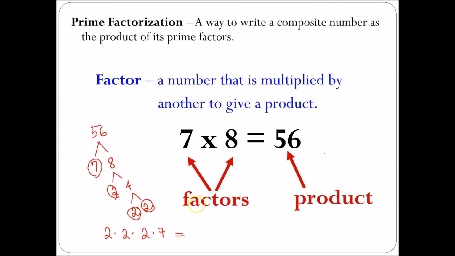Now in writing, we need to use exponents. So we can write this as 2 cubed times 7. There you go. The prime factorization is 2 cubed times 7.